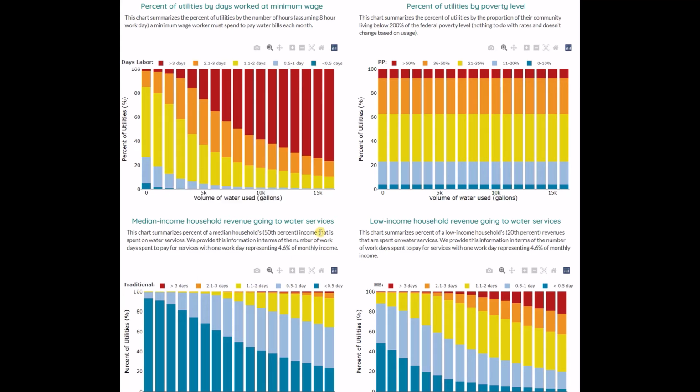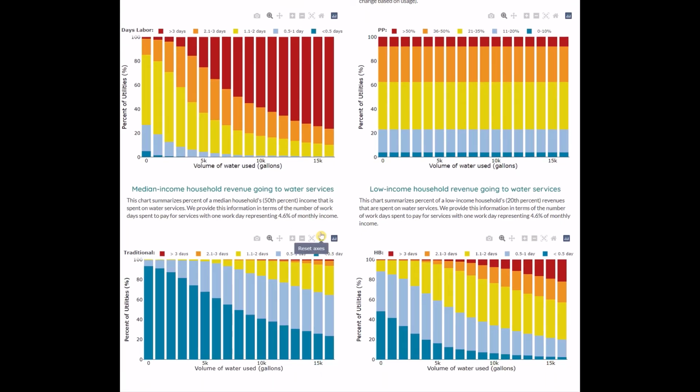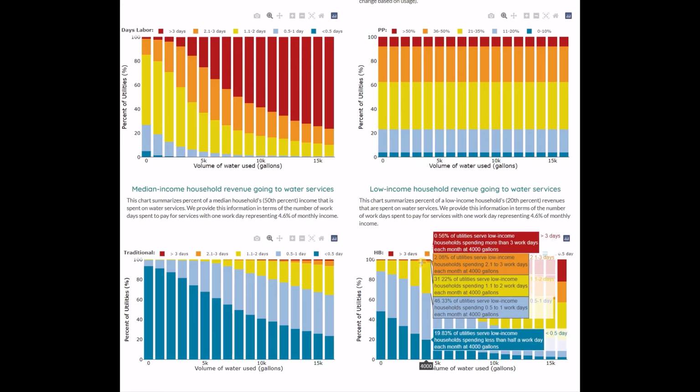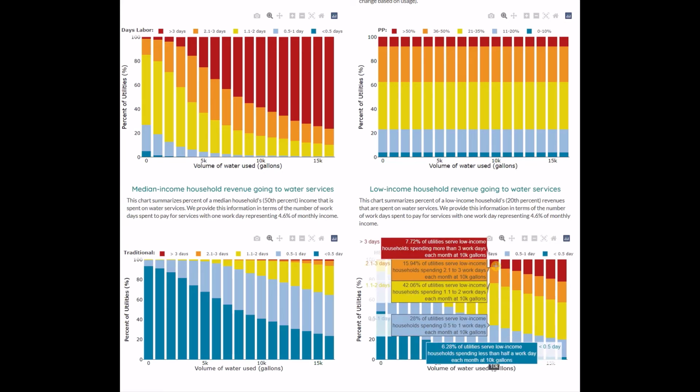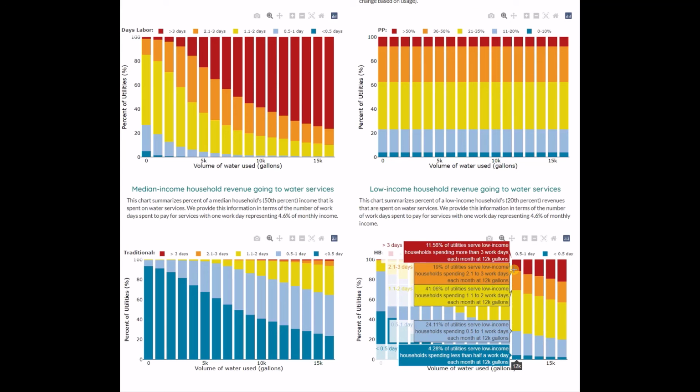For low-income households, almost 66% of utilities serve a community where a day or less of labor is needed to pay for water services at 4,000 gallons. At 6,000 gallons, that number decreases to 53% of utilities, and by 12,000 gallons, 28% of utilities require less than a day of labor for low-income households.